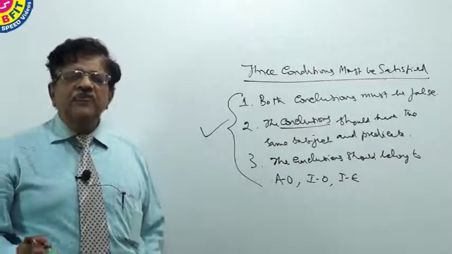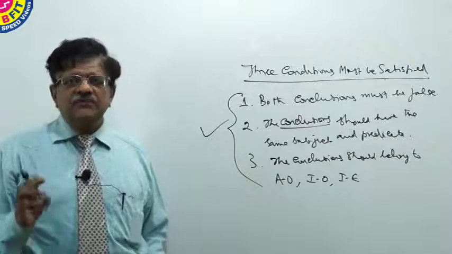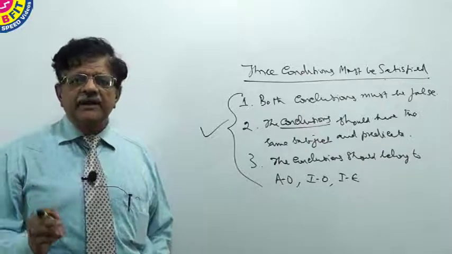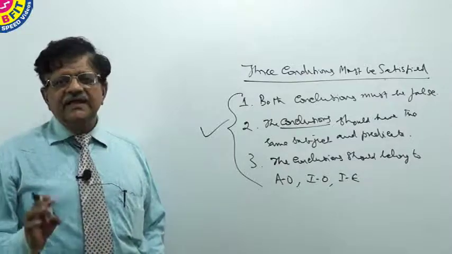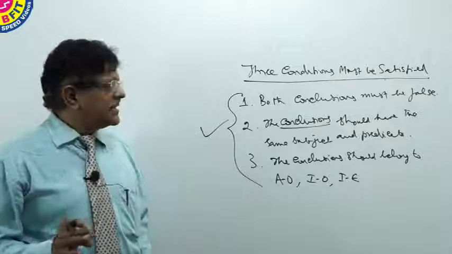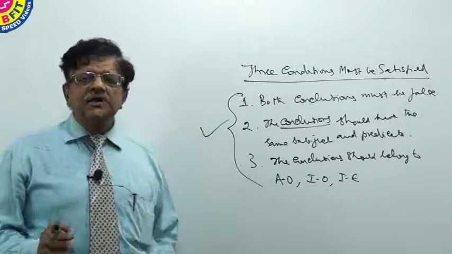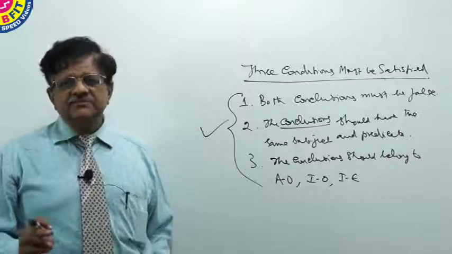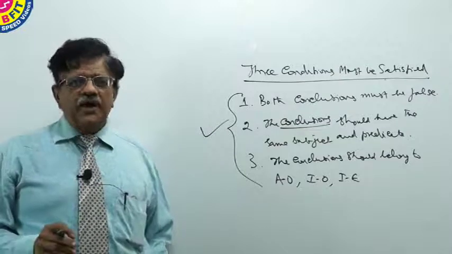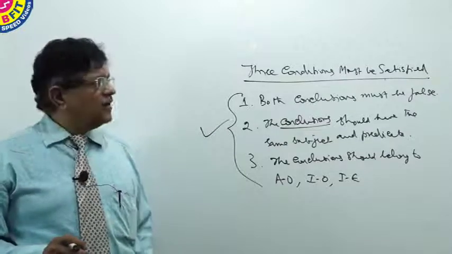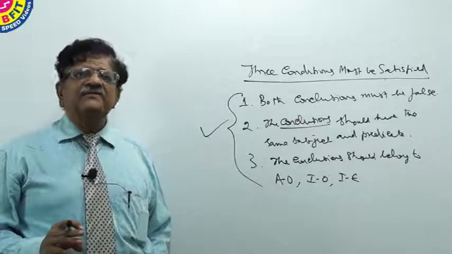As I told you, wherever you get two conclusions are wrong, the alarm bell of complementary pair must ring in your mind, and you start checking, and there are three conditions. What are the three conditions? Both conclusions must be false. The second condition is that the conclusions must have the same subject and predicate, and third is the conclusions must belong to AO, IO or IE type. Now let us see an example which will clearly clarify what is complementary pair.